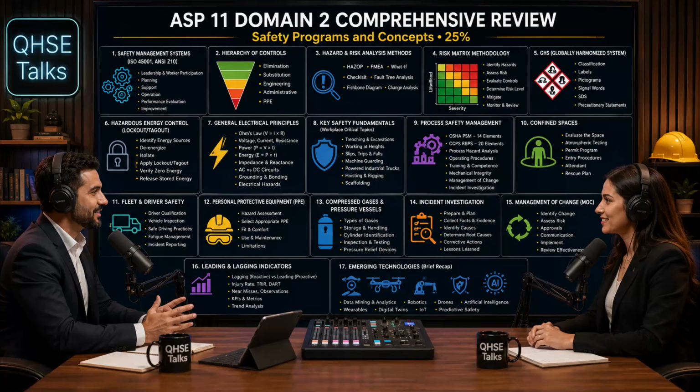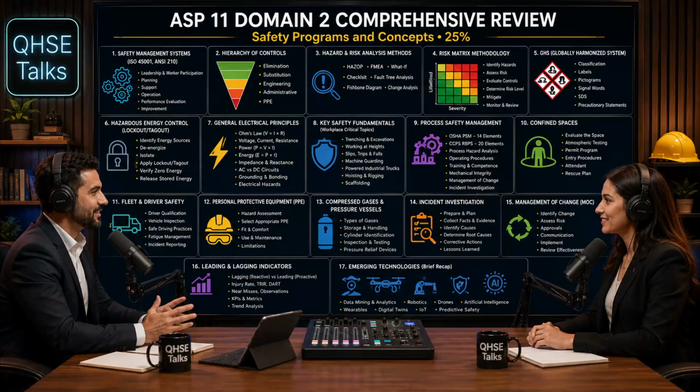Let's do a rapid-fire review of the last few fundamentals before we get to incident investigation. Part J, fleet and driver safety, the physics of driving a massive commercial vehicle. It boils down to perception, reaction time, and braking distance. A commercial truck traveling at highway speeds covers a massive amount of ground in the second and a half it takes for a driver's brain to process a hazard and physically step on the brake. You can't just stop on a dime.